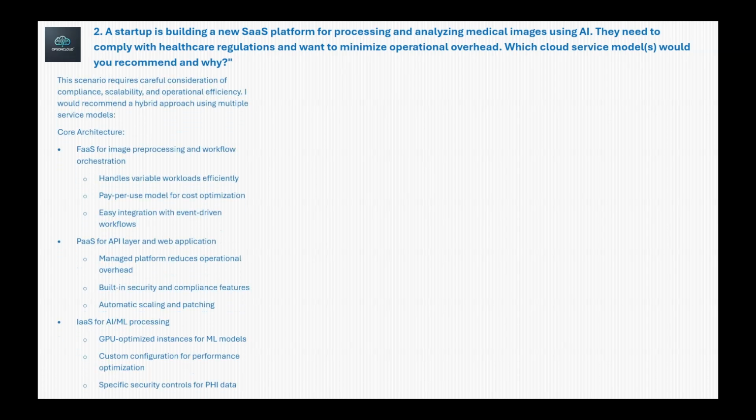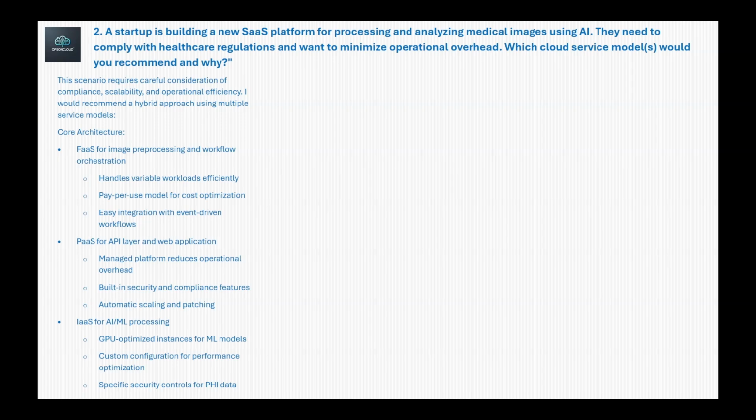So this scenario requires careful consideration of compliance, since it involves medical images, and scalability, because they want to minimize the operational overhead and improve operational efficiency. I would recommend a hybrid approach using multiple service models here. The core architecture would be something like this. I would use a function as a service for image pre-processing and workflow orchestration, where it would be capable of handling variable workloads efficiently, with a pay-per-use model for cost optimization and easy integration with event-driven workflows.